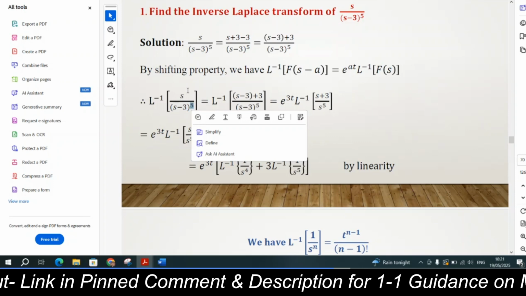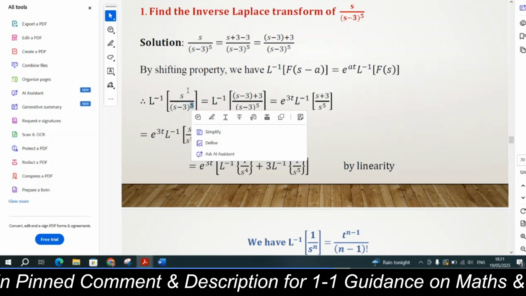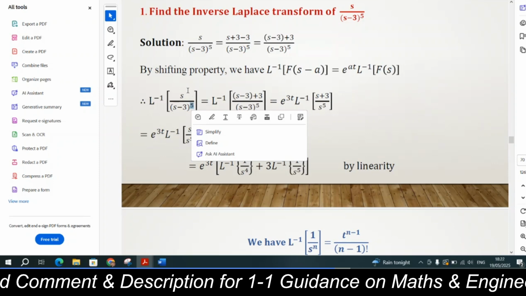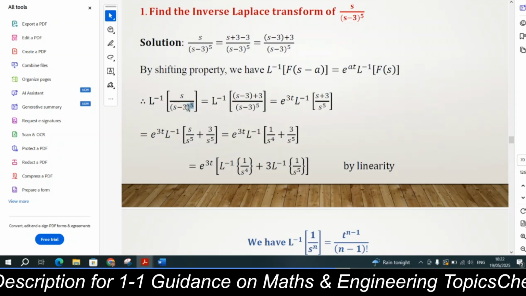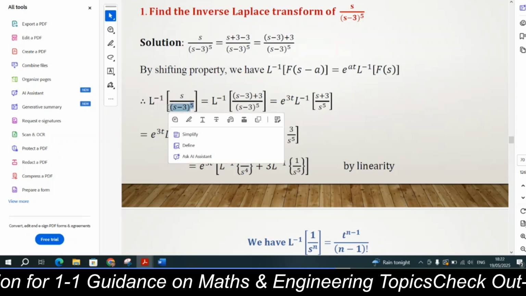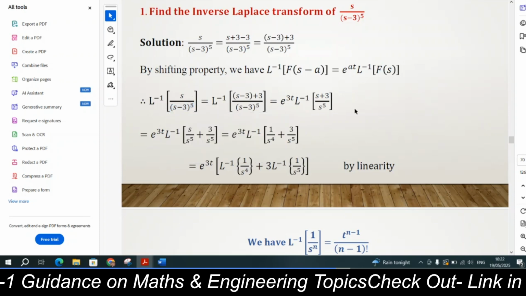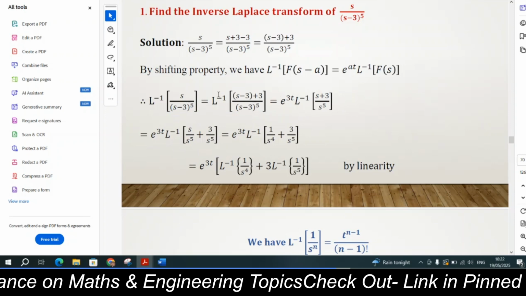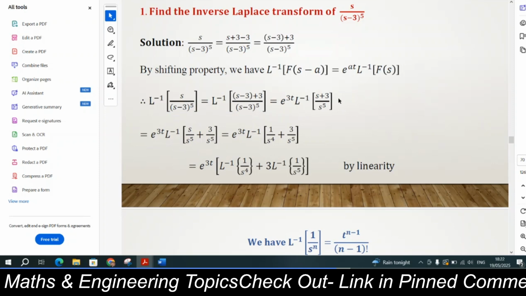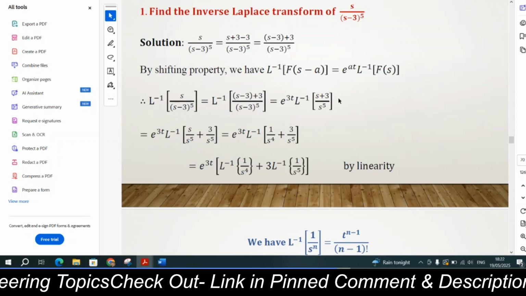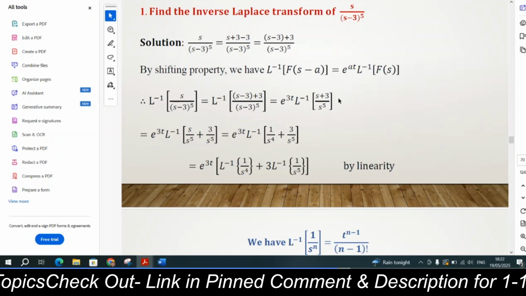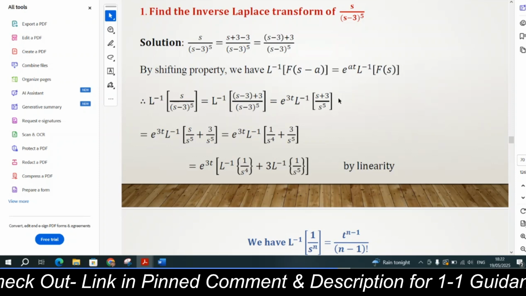Most probably, just imagine this was s minus 8. In that case, I would still go with s minus 3 for the shifting, because this has a power. And s minus 8 in the numerator having no power, I can simply split it into two linear terms. Correct. So I don't mind having another constant in the numerator, but I cannot have a constant inside the power. Is that clear?